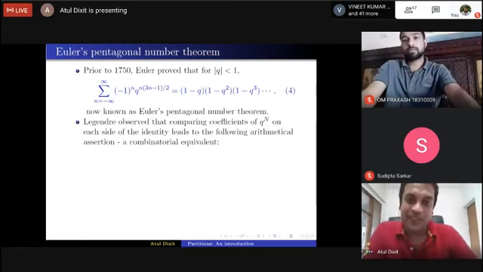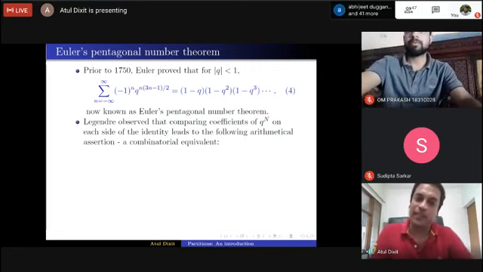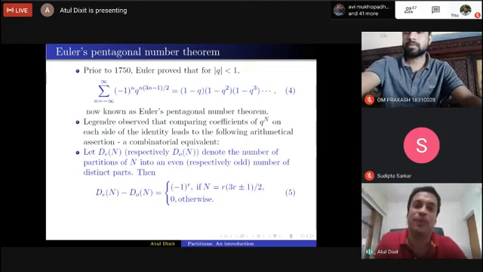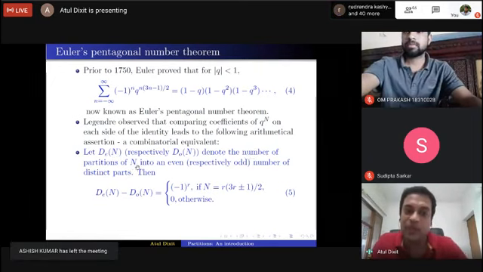Now Legendre observed that if you look at coefficients of q to the n on both sides and compare them, then you get an arithmetical equivalent of this identity. And that's quite interesting because it has an explanation in terms of partitions. So what you are doing is you are taking a positive integer n, you are looking at partitions of n into distinct parts, then you classify them into two parts.